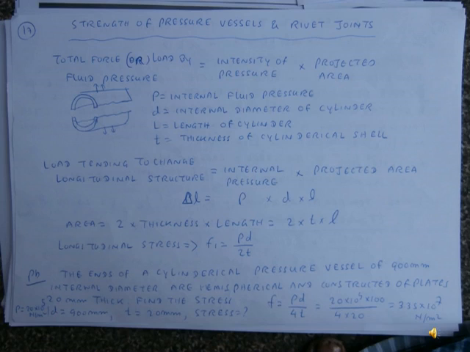f is equal to PD by 4t. So 20 multiplied by 10 power 5 multiplied by 900 divided by 4 multiplied by 20. So you get 3.35 multiplied by 10 power 7 Newton per meter square.